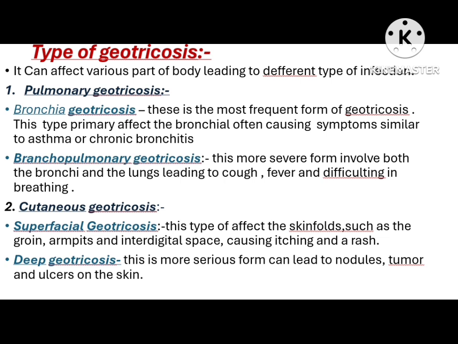Second one is cutaneous geotrichosis. This is also subcategorized into two. First one is superficial geotrichosis. This type affects the skin folds such as the groin, armpit, and intergluteal space, causing itching and a rash. Deep geotrichosis is a more serious form, which can lead to nodules, tumors and ulcers on the skin.